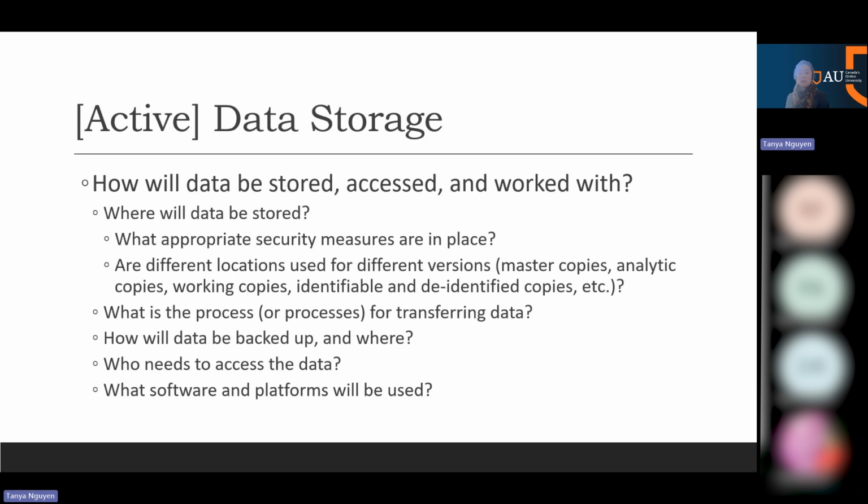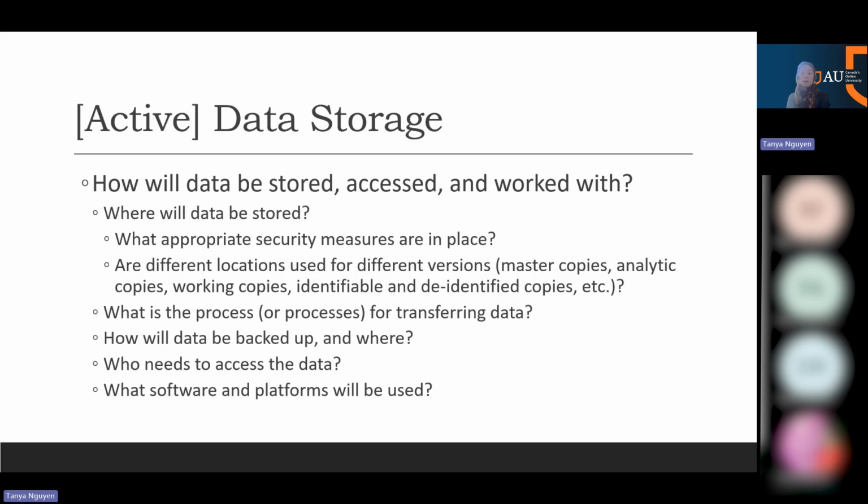Do you have a process or processes for transferring your data? For graduate students, your supervisor may need to be able to access your data. Do you have a way for them to do that?